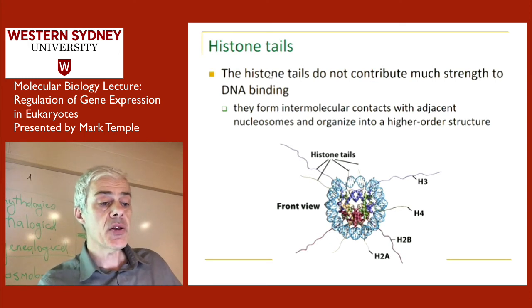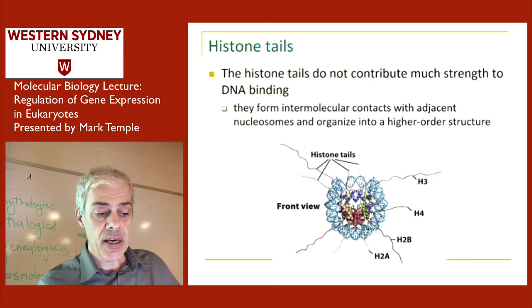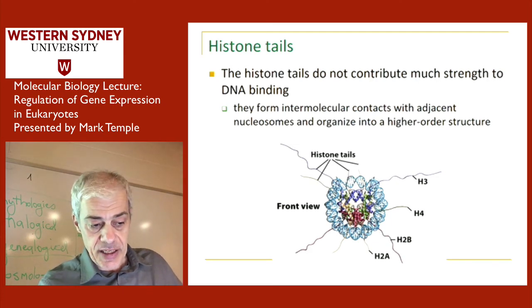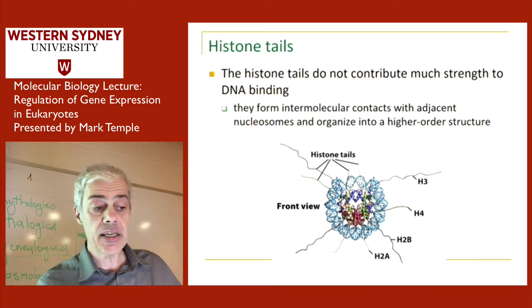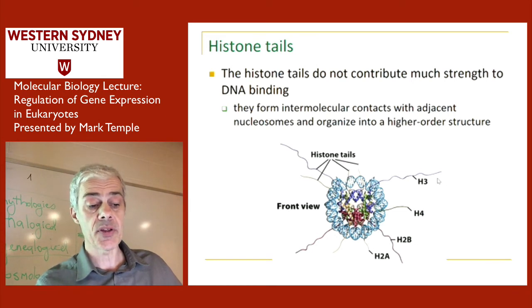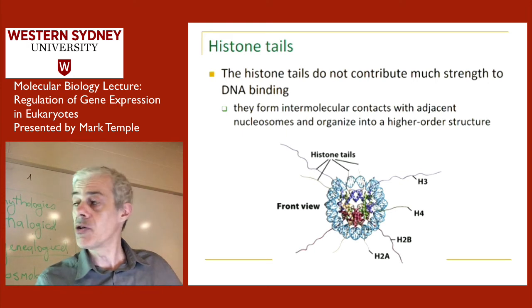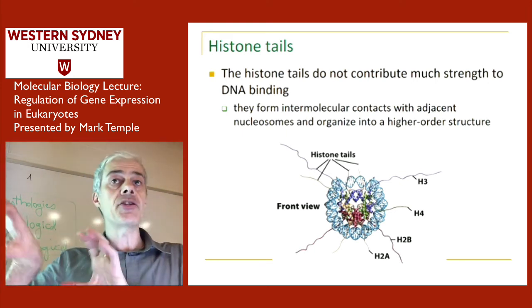So the histone tails don't contribute much to the strength of binding. The strength of binding is on the inside of the disk, where the DNA and the proteins bind. But the histone tails form intermolecular contacts with adjacent nucleosomes, and it's these tails that can be modified to determine how strongly they contact the next nucleosome.